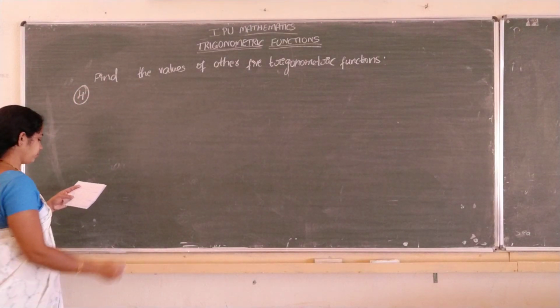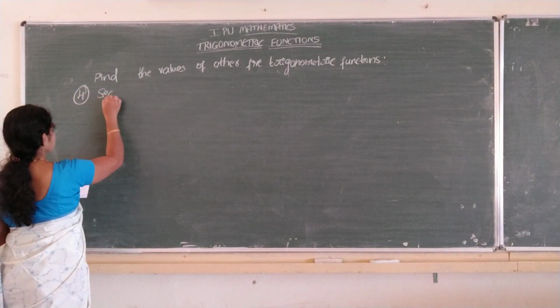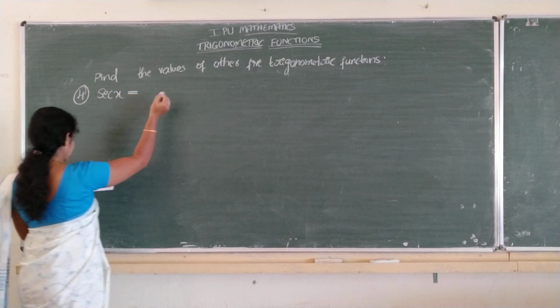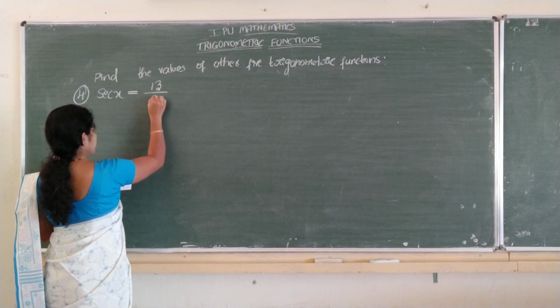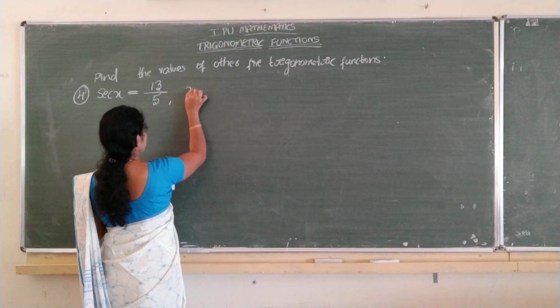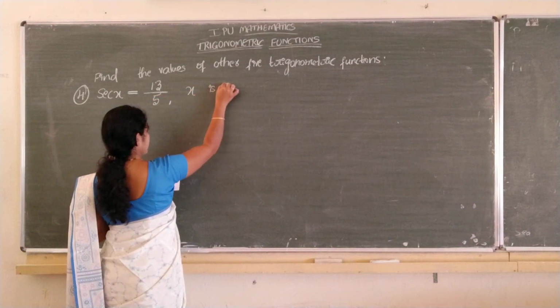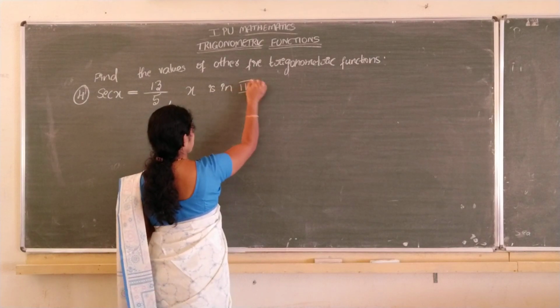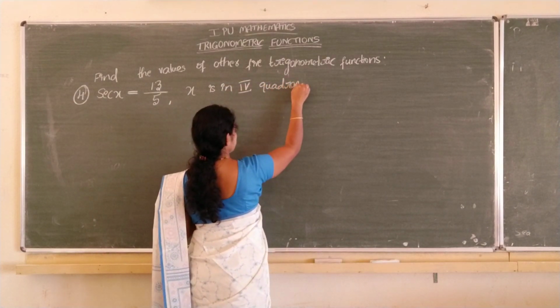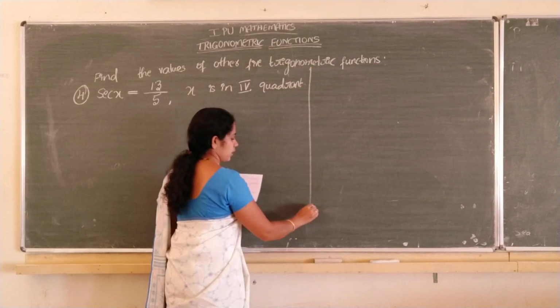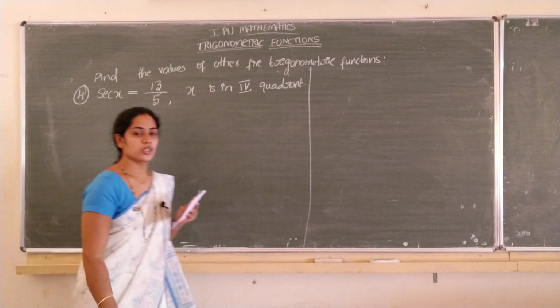Next problem. Secant x is equal to 13 by 5, where x lies in the fourth quadrant.